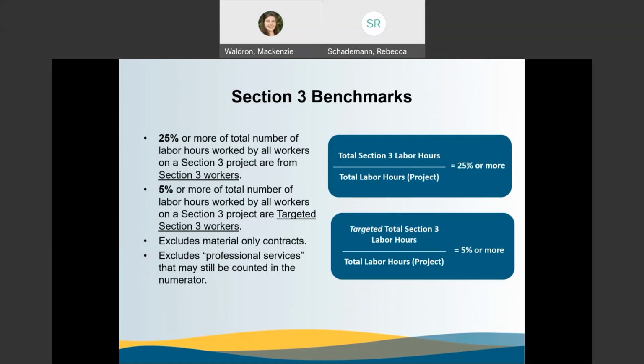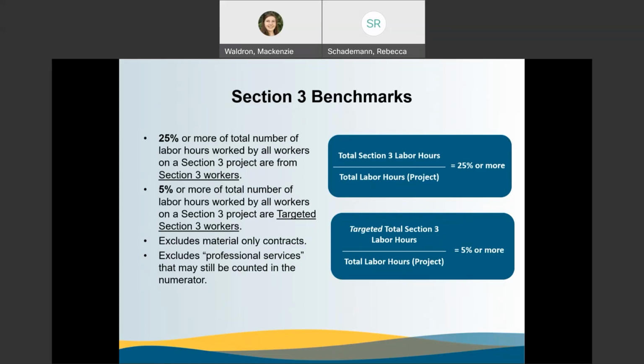The benchmark for the targeted Section 3 workers is currently 5% or more of total labor hours for assisted projects each year. This is calculated by dividing the total number of labor hours worked by targeted Section 3 workers by the total number of labor hours worked by all workers on a Section 3 project. This means that the 5% benchmark applicable to targeted Section 3 workers is included as part of the larger 25% threshold requirement for Section 3 workers.